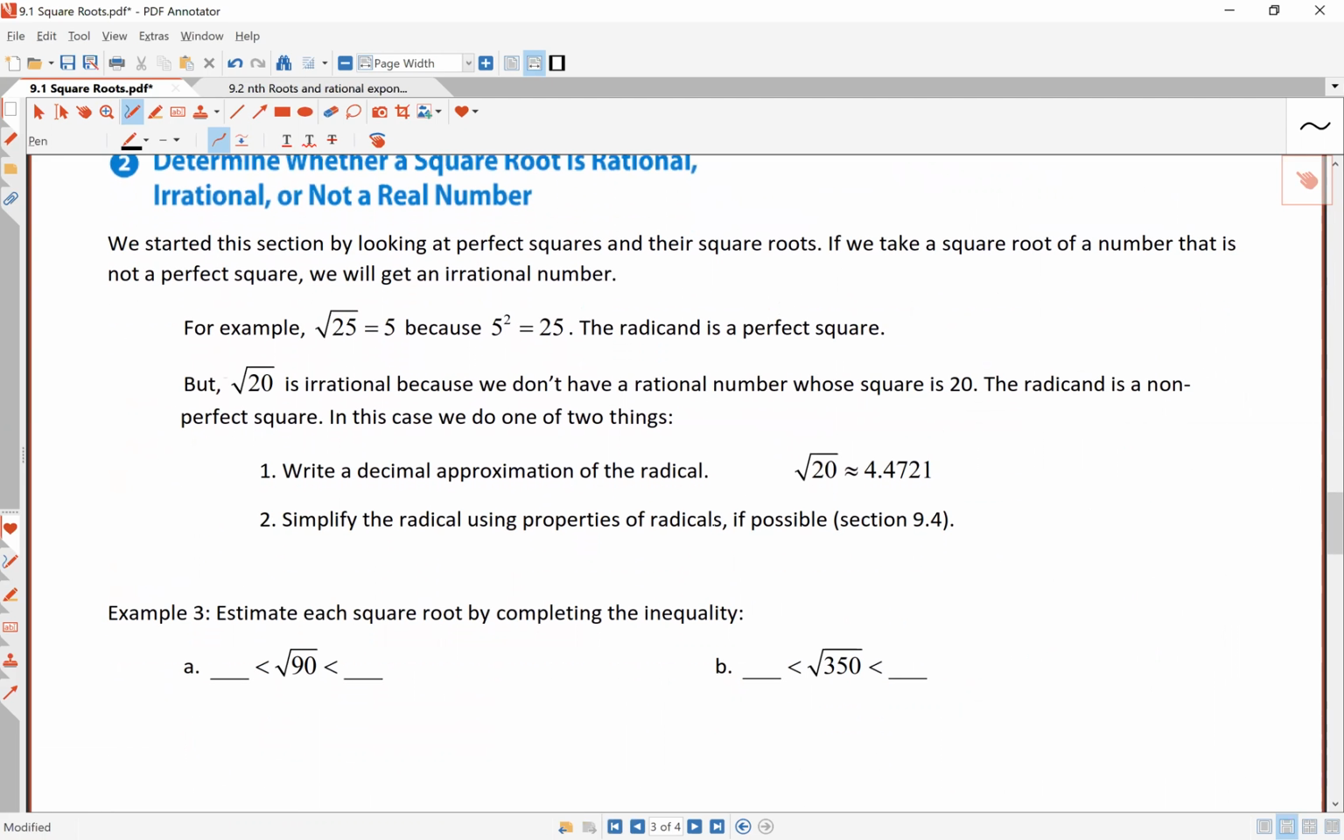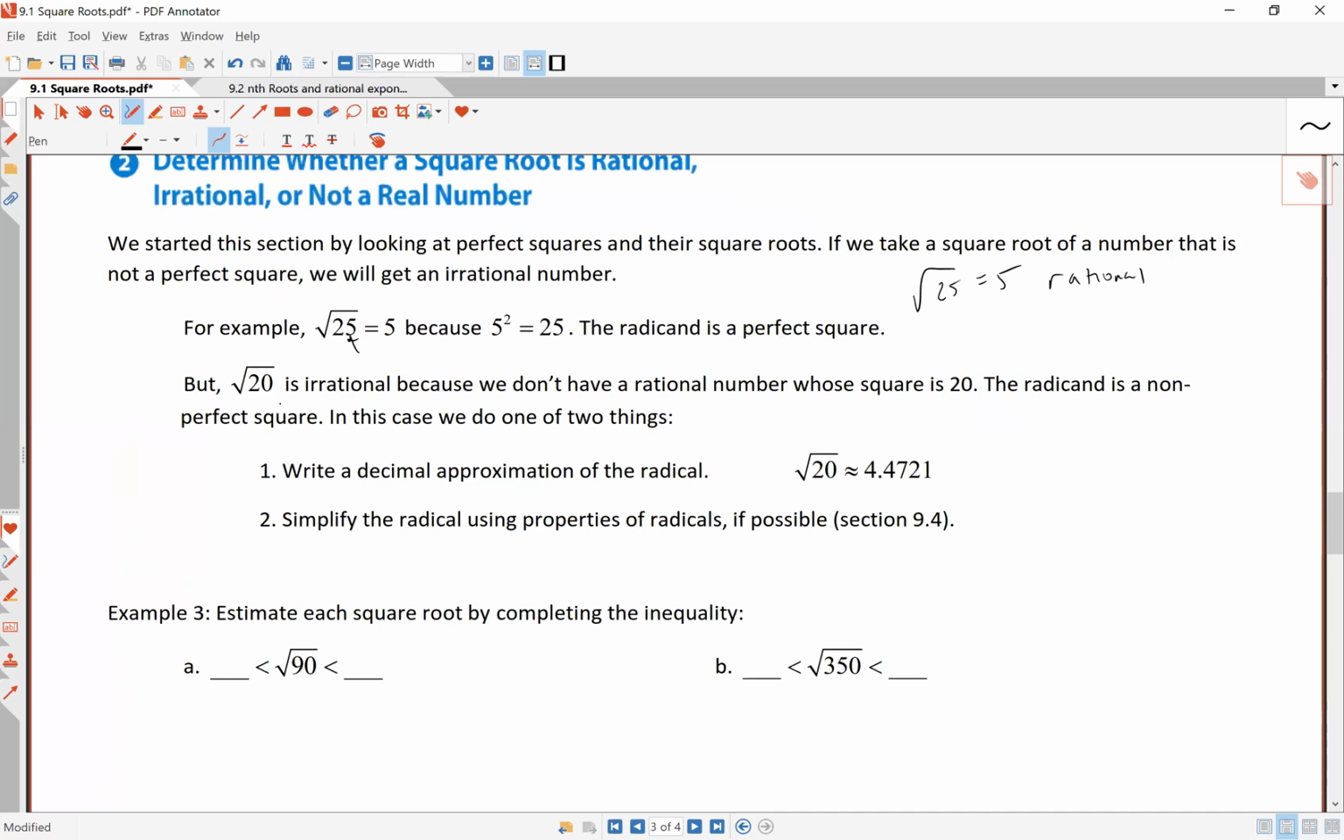So we started this section by looking at the perfect squares and their square roots in the practice problems. If we take a square root of a number that is not a perfect square, we get an irrational number. For example, square root of 25 is 5. So this radicand, the number underneath the radical, is a perfect square. And so we say that square root of 25, or 5, is a rational number.